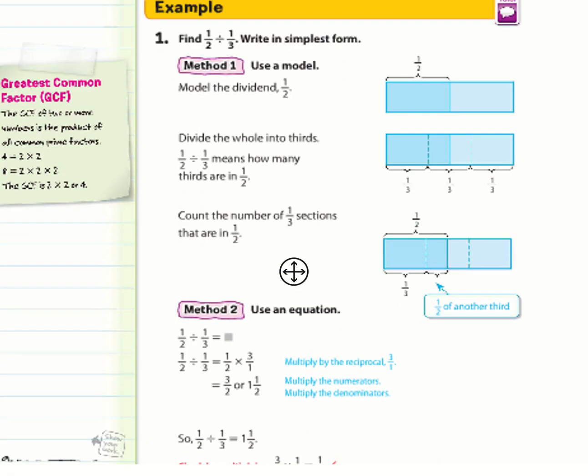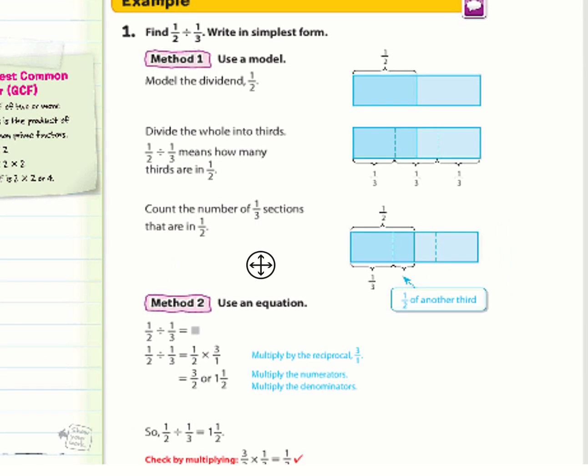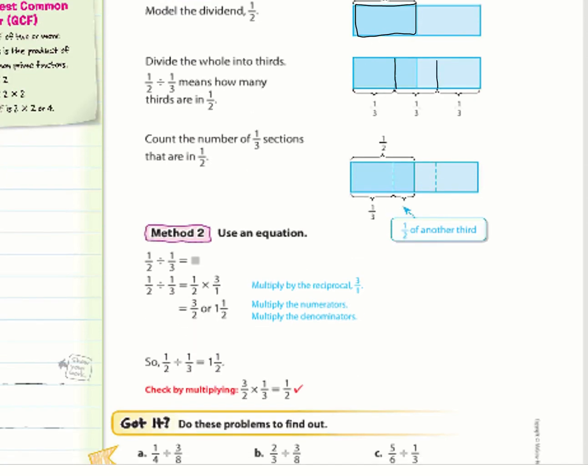So example 1, find 1/2 divided by 1/3. So the first method is using the model. So model the dividend 1/2. So we have the whole model here, and we have 1/2 of it sectioned off. So we have the 1/2 here. Now it says divide the whole into thirds. So if I'm going to divide the whole into thirds, the whole entire thing is now in thirds. It says divide the whole into thirds means how many thirds are in 1/2.